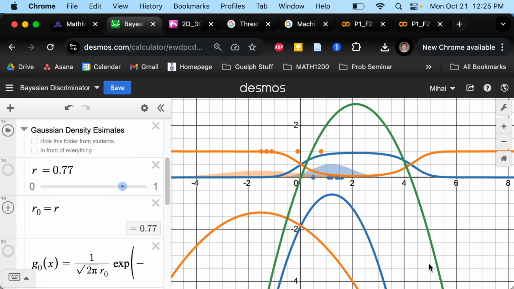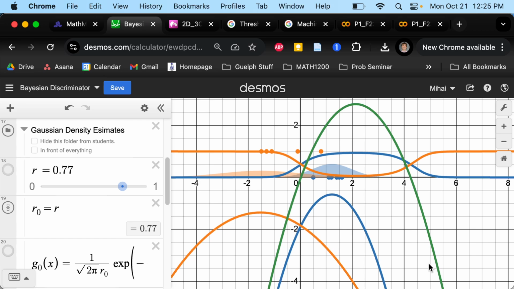That's because the oranges, you told me, are very spread out. So if I see a point way over here, it's way more likely to be an orange that was really far away from its mean. The blues are unlikely to be far away from their mean. So that's why you get these weird shapes in the quadratic discriminators. That's the only thing that changes. Everything else is the same: the difference of the log likelihoods, but now it's quadratic.